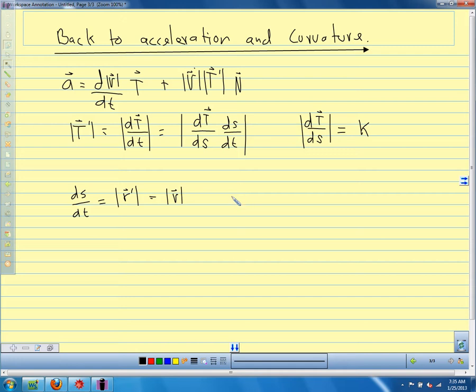So we're going to make some substitutions. Substituting these quantities in here for these two, I'm going to say that the magnitude of T prime equals the magnitude of the velocity times the curvature. And now I'm going to substitute that quantity in here. And for you physics people, we should get something familiar. The acceleration is the rate of change of the speed with respect to time times our unit tangent vector plus the magnitude of v squared times kappa times our unit normal vector.